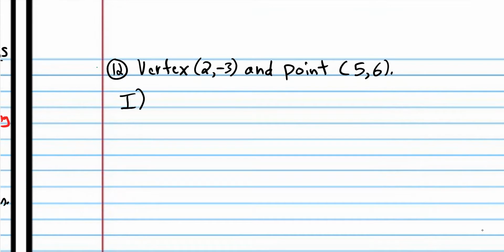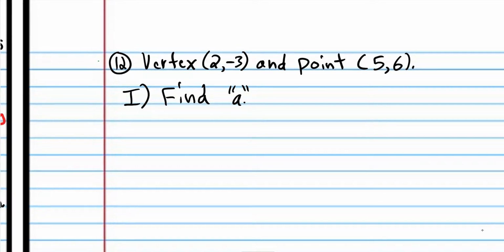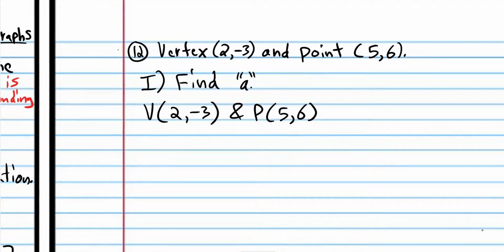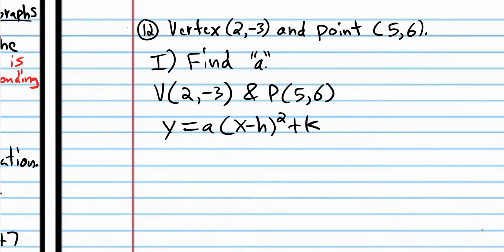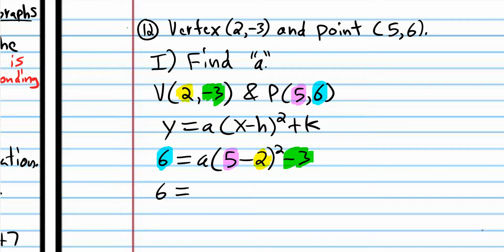So step 1 is to find a, and I'm going to go ahead and rewrite the coordinates of the vertex and the other point. So for y we're going to plug in the y value of our point, and for x we're going to plug in the x value of our point, and h is the x value of the vertex, and k is the y value of the vertex, and I'm going to color those. And now we just have to solve for a.